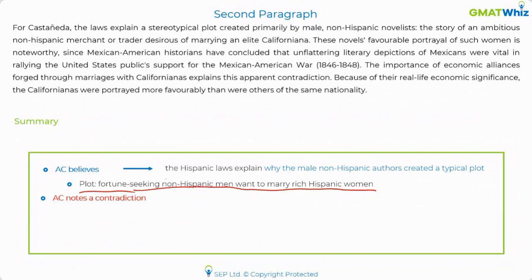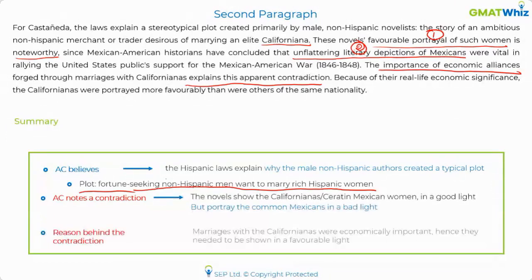The author says that the favorable portrayal of such women, the elite Californianas, is noteworthy. Why? Here the author says that unflattering depictions of Mexicans were there. So Mexicans in general were portrayed unflatteringly in literature, but these elite Californianas, or Mexican women of California who had property rights, were portrayed favorably. And why? That's given here: the importance of economic alliances explains this apparent contradiction. Which contradiction? This, versus this. So that's what this paragraph really talks about.